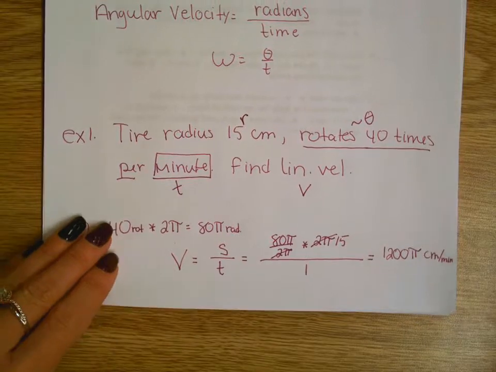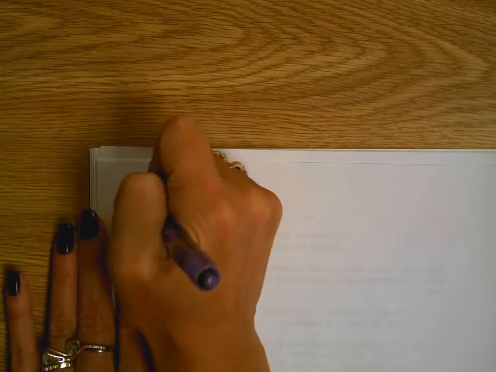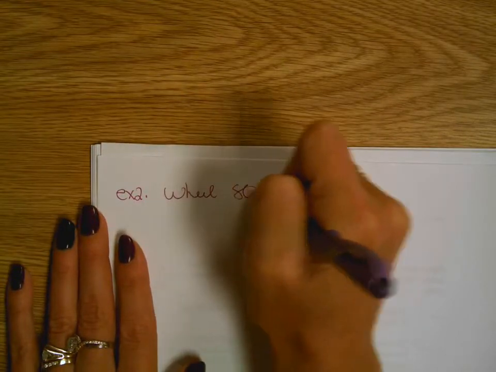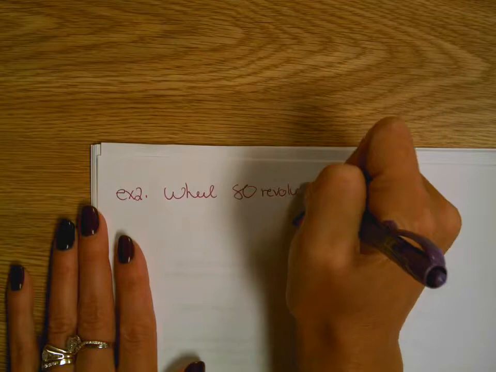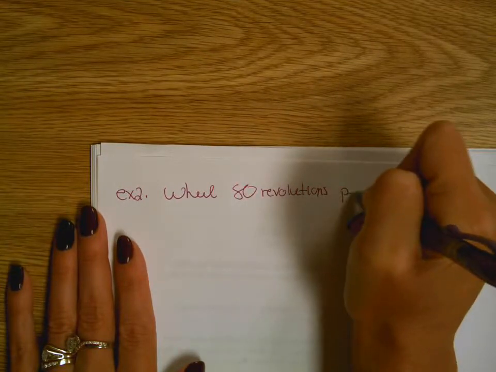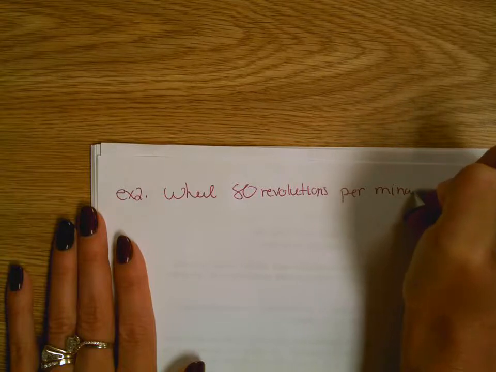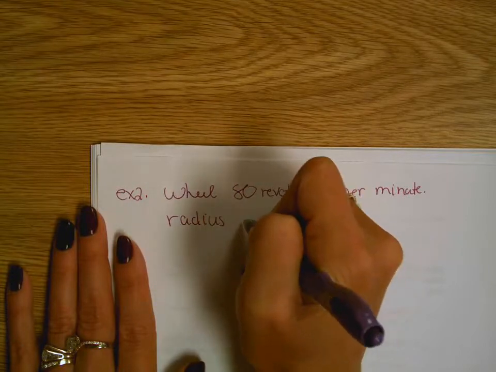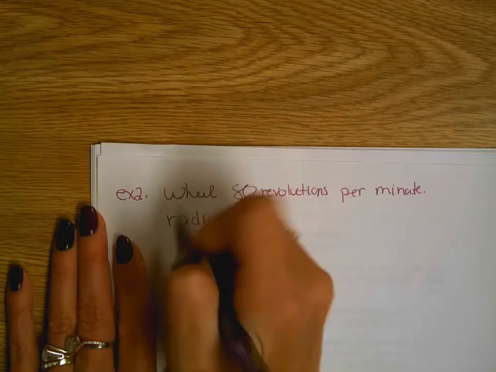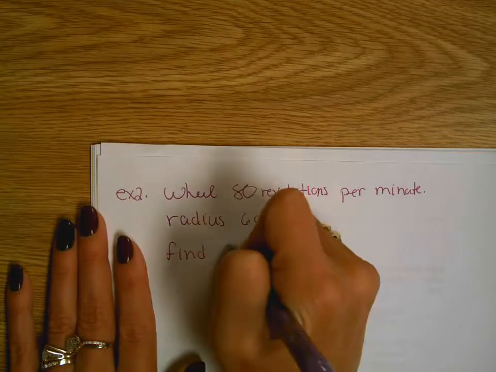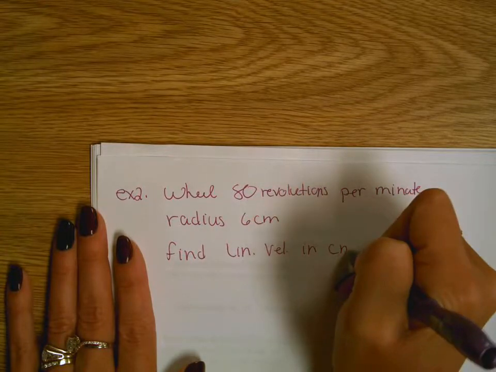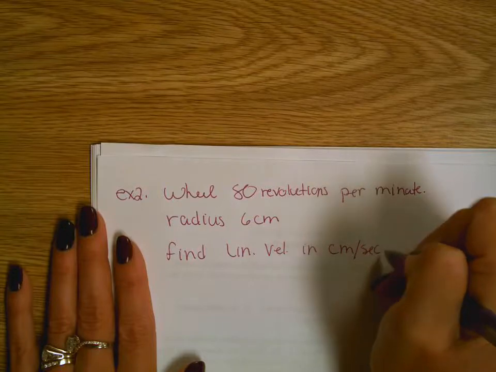Okay, go for another one. Number 2. We've got a wheel that's making 80 revolutions per minute. Radius is 6 centimeters. Can you find linear velocity in centimeters per second?